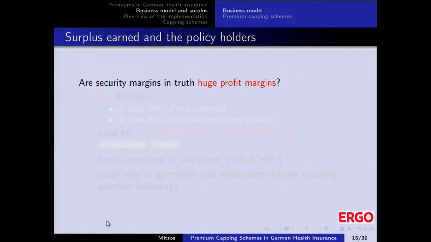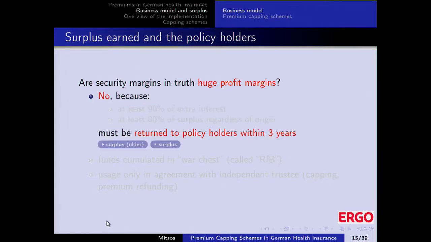But what does this mean? Does this mean that security margins are more or less huge profit margins? No, that's not the case, because we must return most of it to policyholders within 3 years, at least 80% of the sum. So if a guy dies, you always give the widow money in 3 years? Something like this. Something like this.